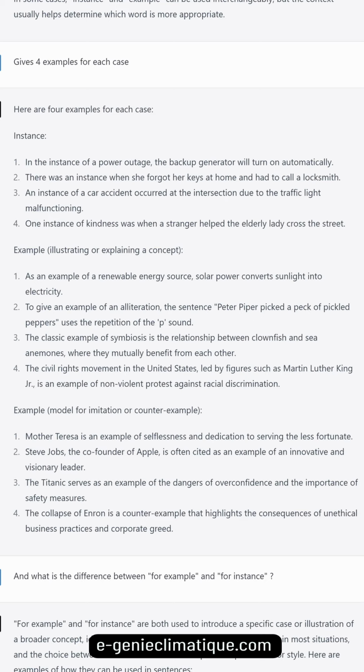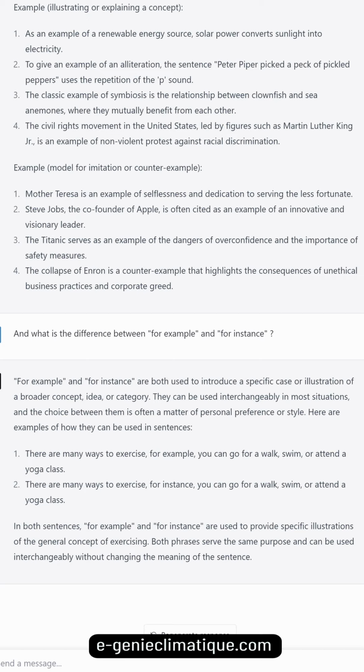The Titanic serves as an example of the dangers of overconfidence and the importance of safety measures. The collapse of Enron is a counterexample that highlights the consequences of unethical business practices and corporate greed. And what is the difference between "for example" and "for instance"?